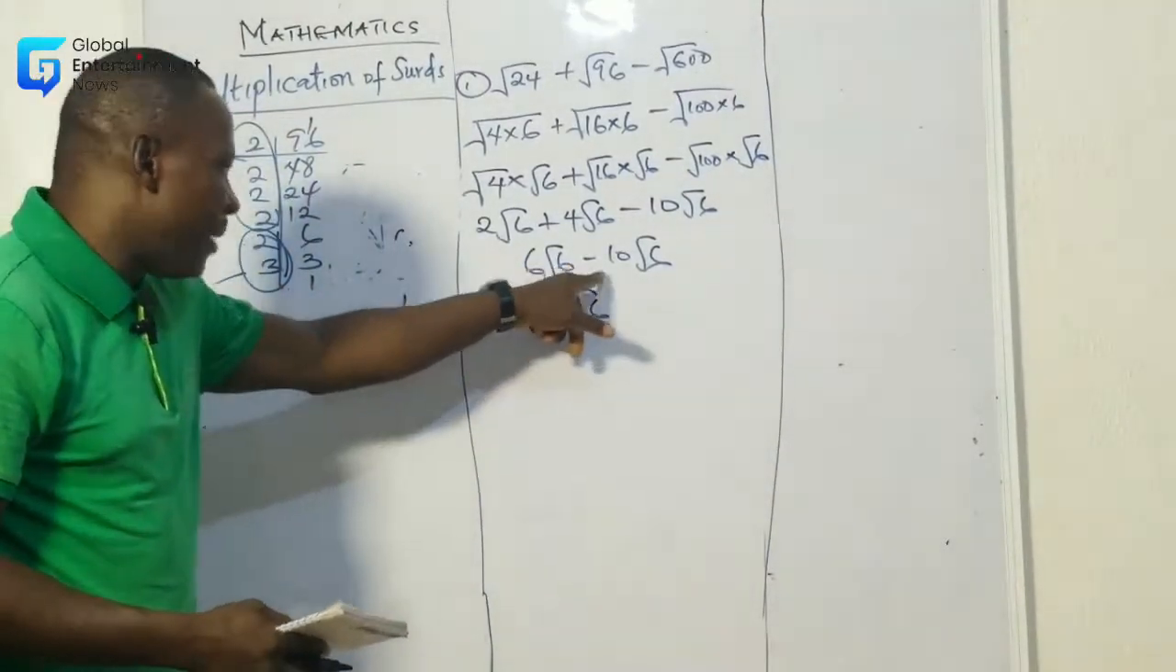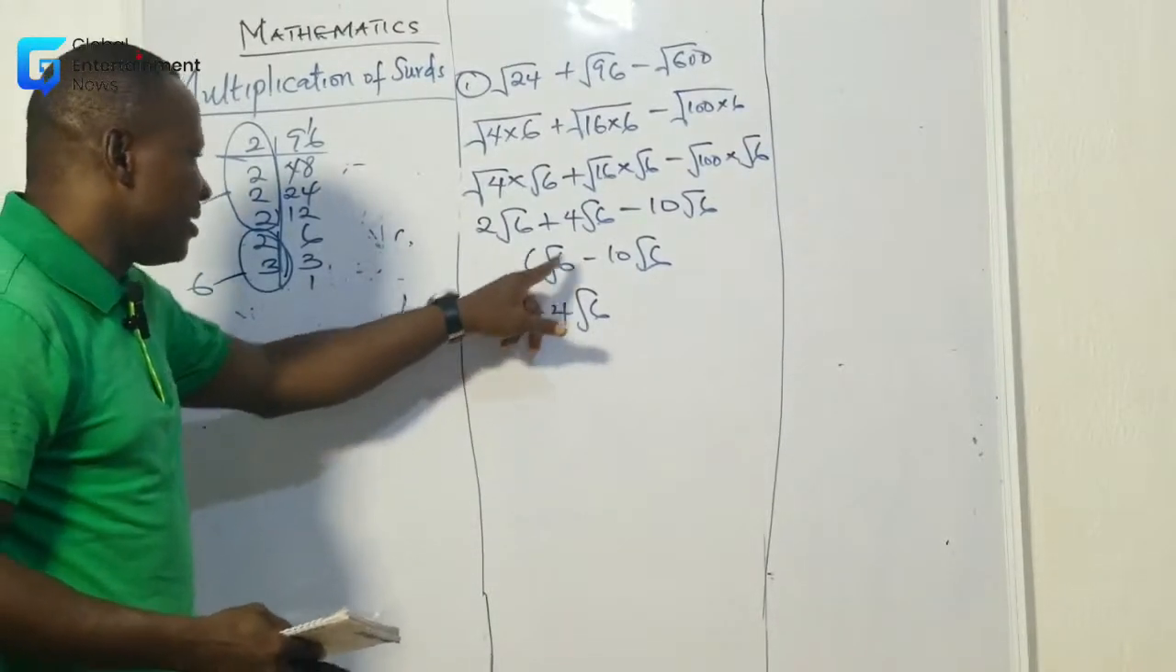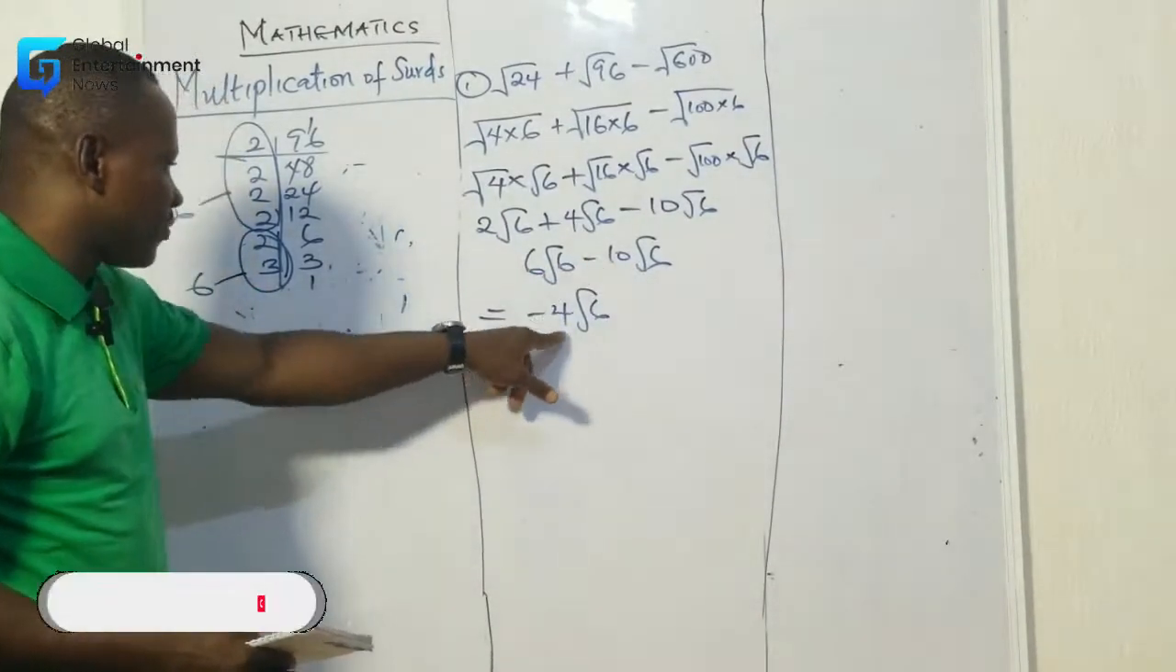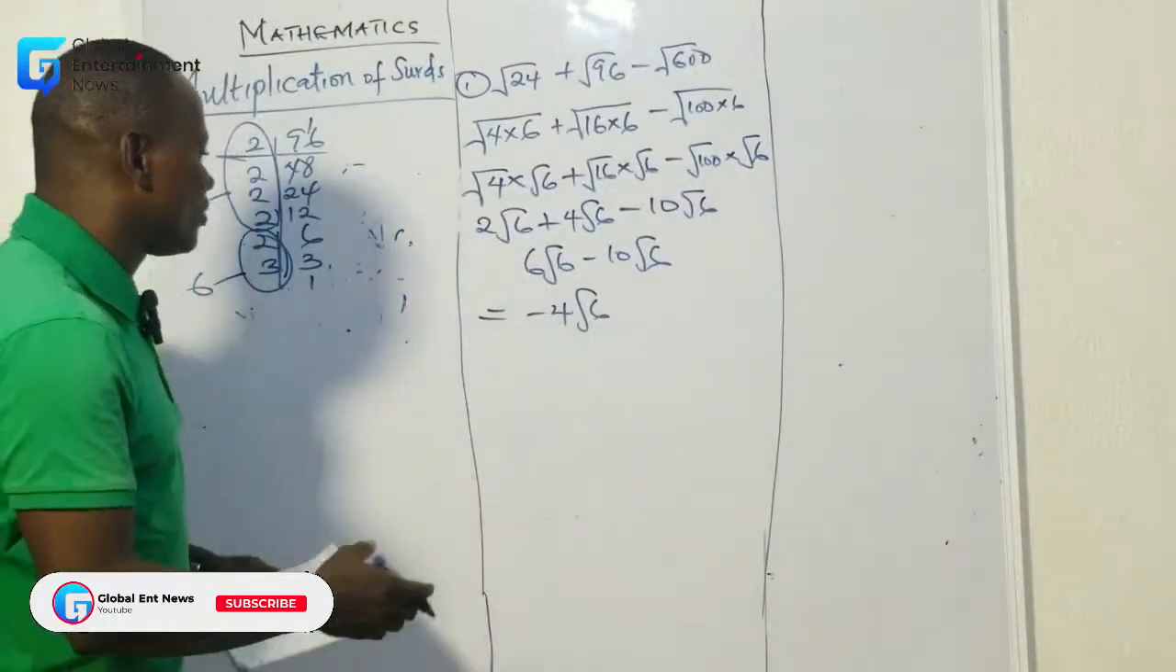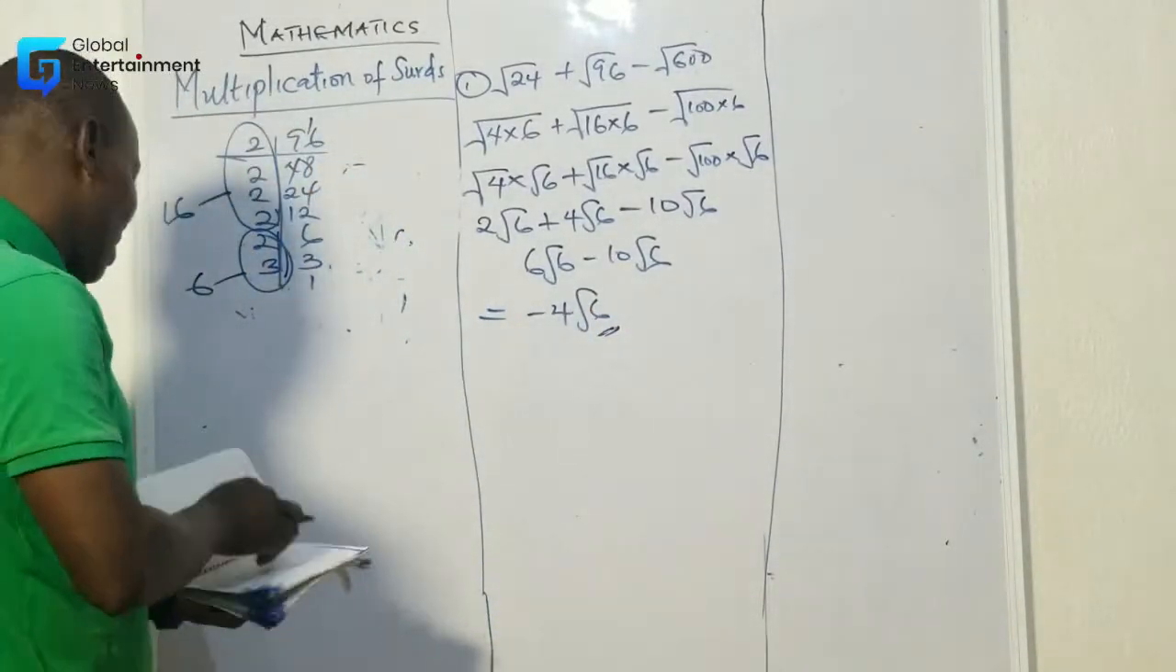Minus 6 minus 10 will give me what? Minus 4. I mean, 6 minus 10 will give me minus 4. Then we have root 6. And this is my final answer for the first question.